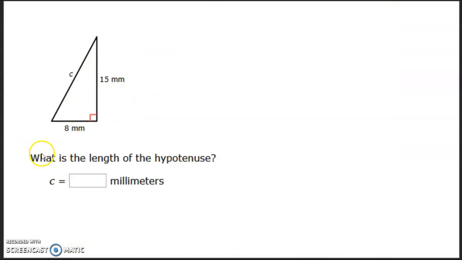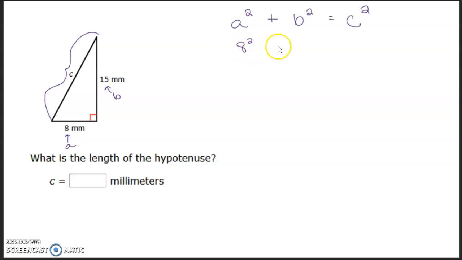Okay. So what is the length of the hypotenuse? Again, it's the biggest side of the triangle. So we have to use our formula: a squared plus b squared equals c squared. Now we just have to plug in these numbers. Let's make 8 a and 15 b. Instead of the letter a, I'm going to put in 8, plus b squared, which is 15 squared, equals c squared.